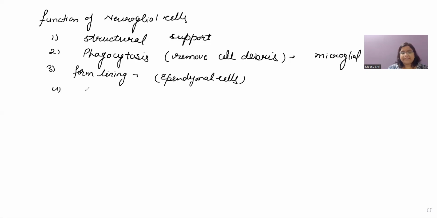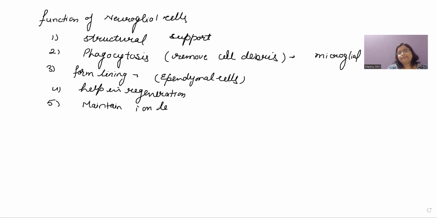Then the fourth function is that they help in regeneration. Fifth, they maintain the ion level, and next, maintain the neurotransmitter level. So such functions are summarized here.